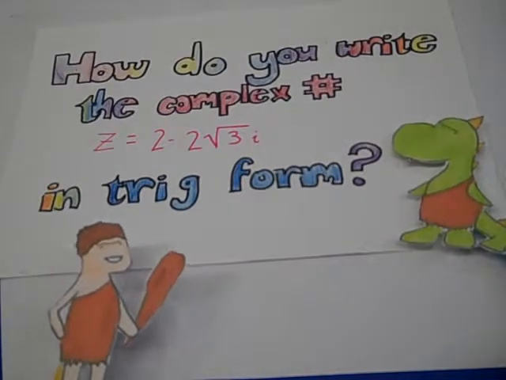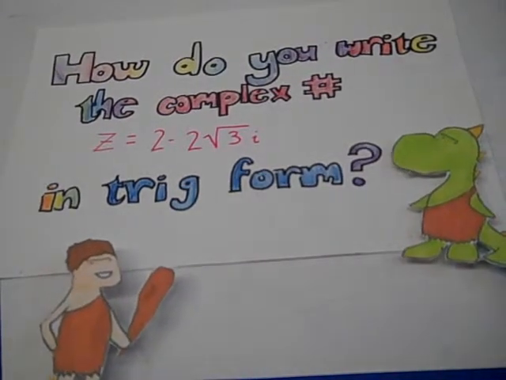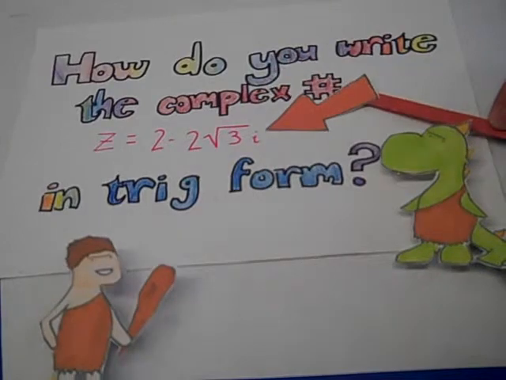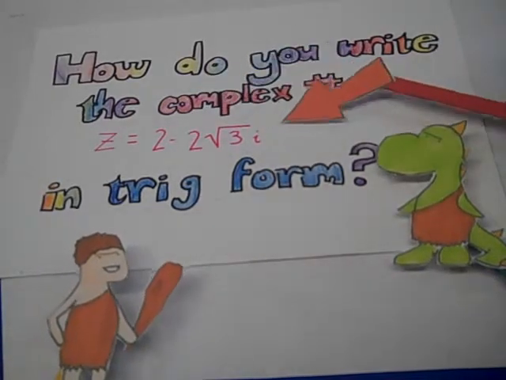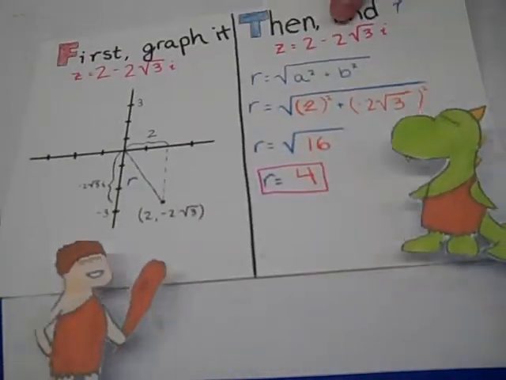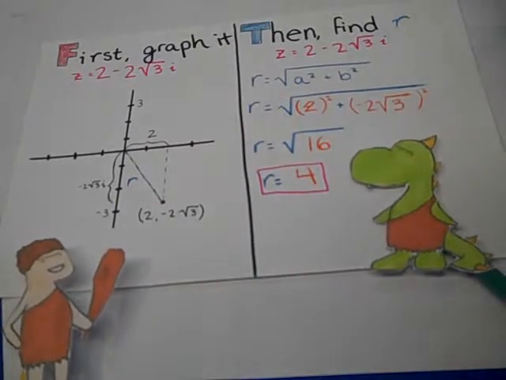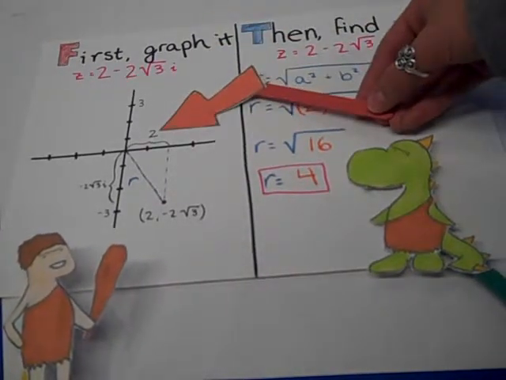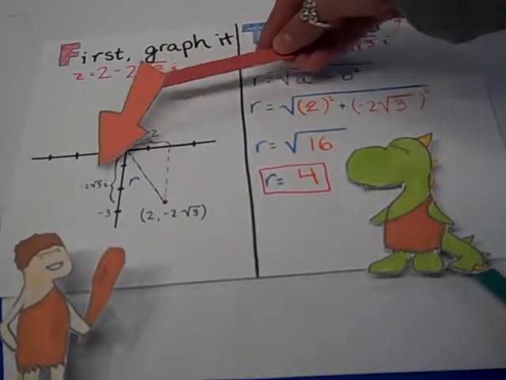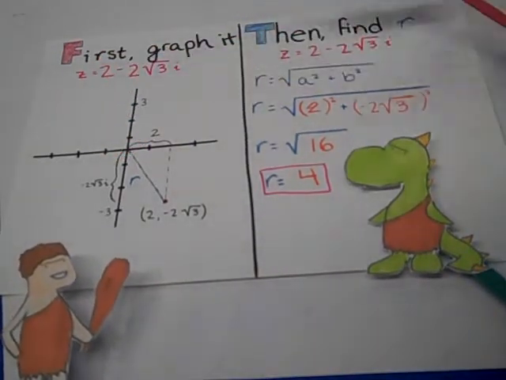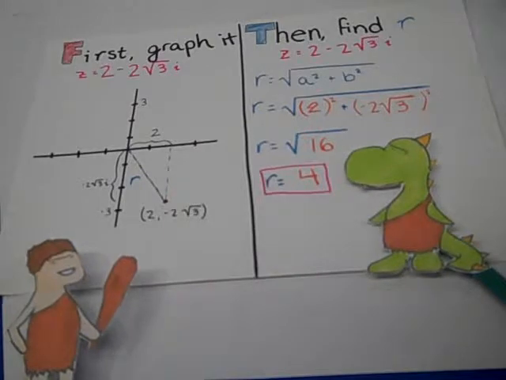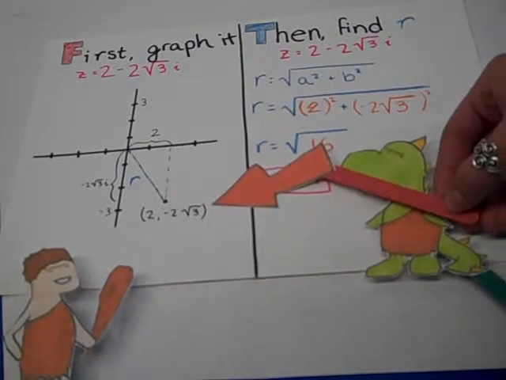Now let's learn how to convert from standard to trigonometric form. Let's use a complex number, z equals 2 minus 2 root 3 i. First, we have to graph it. Remember, the real number, 2, is the coordinate on the x-axis, and the coefficient of the imaginary number, negative 2 root 3, is the coordinate on the y-axis. So the point should be (2, negative 2 root 3).